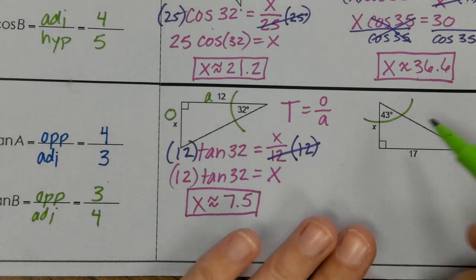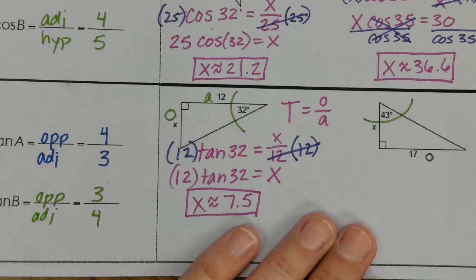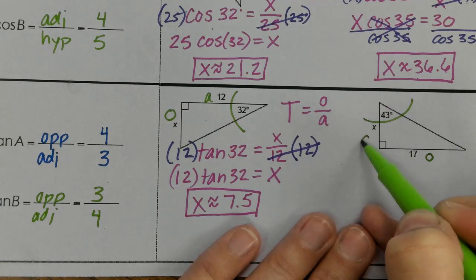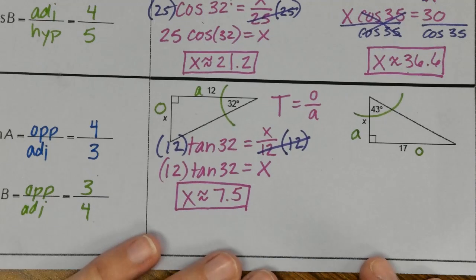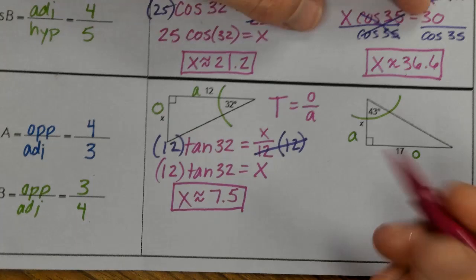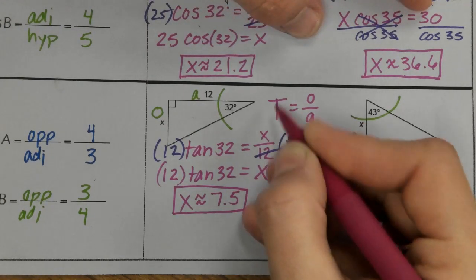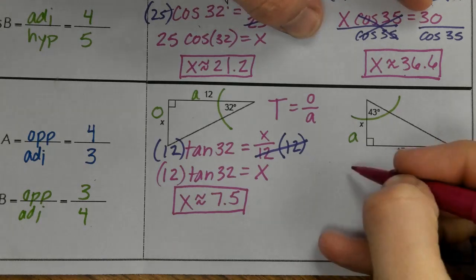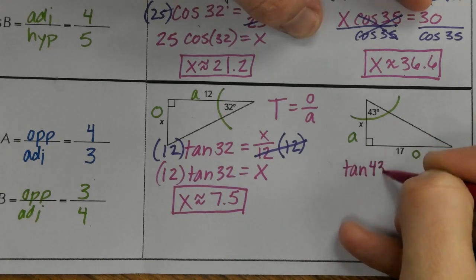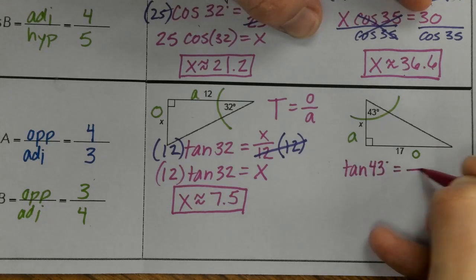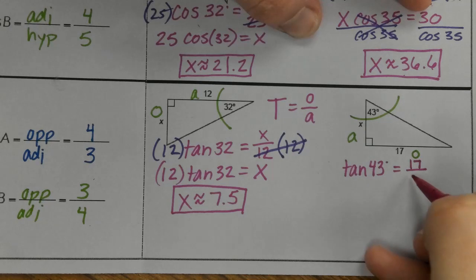Okay, so all the way on the opposite side over here, 17 will be my opposite. X is going to be my adjacent because it's one of the legs, so it's not the hypotenuse. So we're going to set up O and A. I see that O and A go with T, which is for tangent. So I'm going to set up tangent of that 43 degrees is equal to opposite 17 over adjacent x.